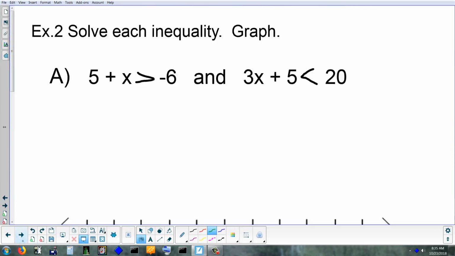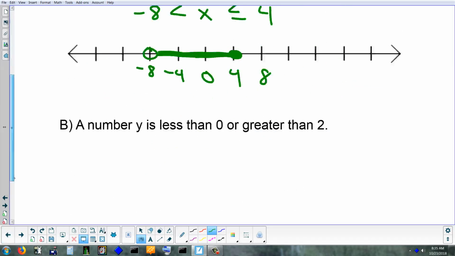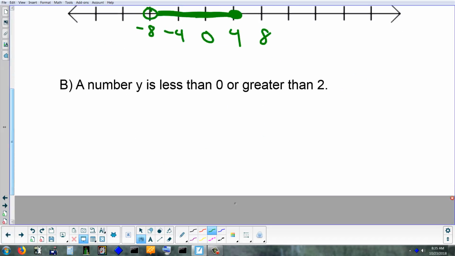Alright, so let's do this one and see what happens. It says that number y is less than 0 or greater than 2. Now, if this was an and, that would be impossible, right? If I said to you, think of a number in your head that's less than 0, so smaller than 0, and greater than 2. You can't do that. How can you think of a number that's less than 0 and bigger than 2? It doesn't make sense. So if this was an and problem, we couldn't do it.